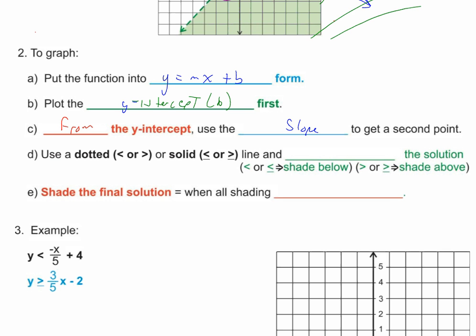Use a dotted line if it's less than or greater than. Use a solid line if less than or equal to, greater than or equal to, right? And shade the solution. And there's your reminders. Less thans, you shade below. Greater thans, you shade above, right? You can do a test point and all that if you want, but less thans are below and greater thans are above.